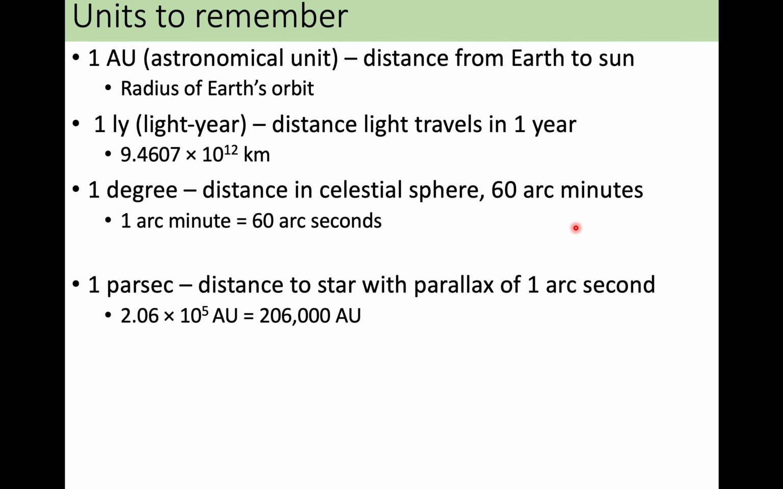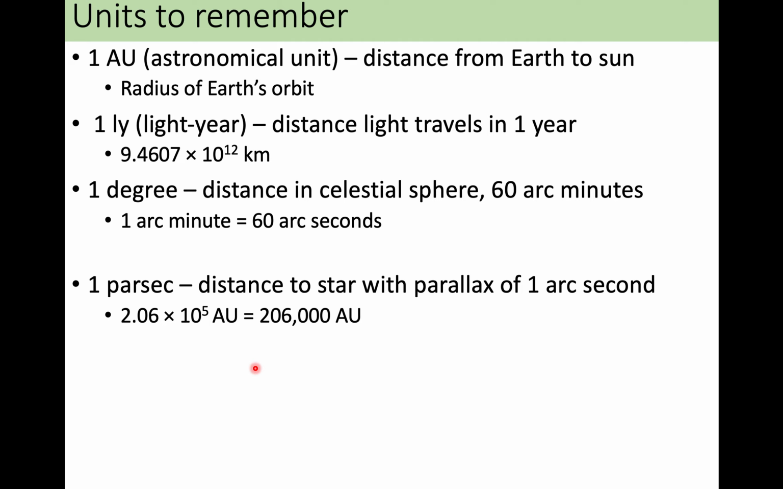And then remember that a degree is what we use when we're talking about a distance on our celestial sphere. So a degree is one of the 360 degrees of the sphere. Within 1 degree, we have 60 arc minutes. Within 1 arc minute, we have 60 arc seconds. So it's very similar to hours, minutes, seconds, like on a clock.